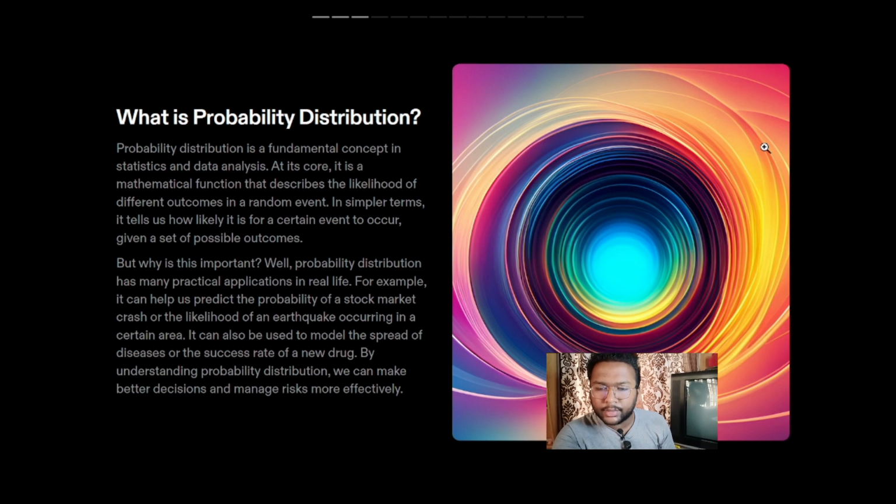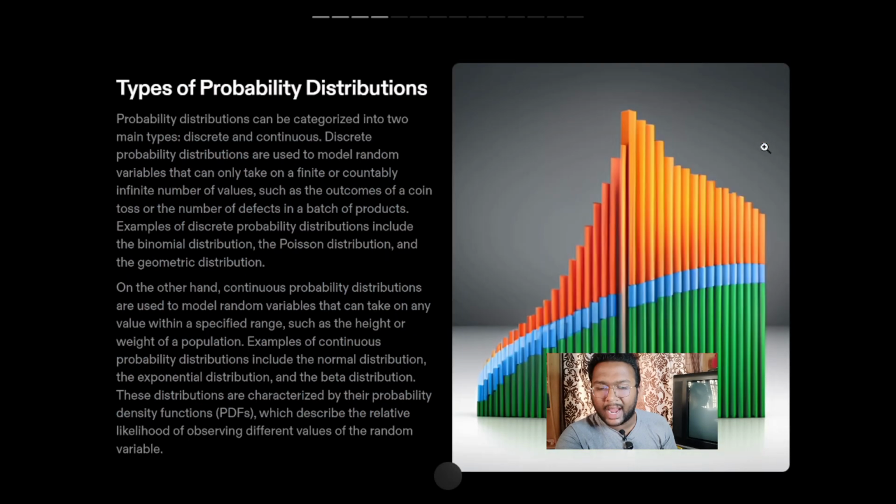Well, probability distribution has practical applications in real life. For example, it can help us predict the probability of a stock market crash or the likelihood of an earthquake occurring in a certain area. It can also be used to model the spread of disease or the success rate of a new drug. By understanding the probability distribution, we can make better decisions and manage risk more efficiently.